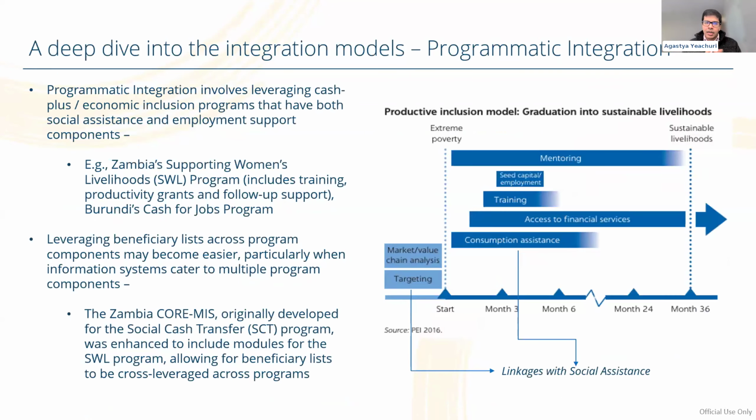And in the programmatic integration case, looking at the case of Zambia, you have the cash transfer program as well as economic inclusion components. There is a single IT system, the Core MIS, which was originally developed for the social assistance side but is enhanced for the other components as well. And beneficiary lists are cross-referenced and beneficiary data is updated across these program components. Next slide, please.